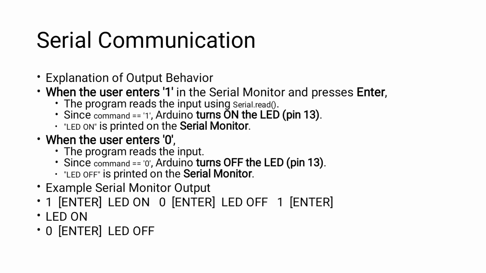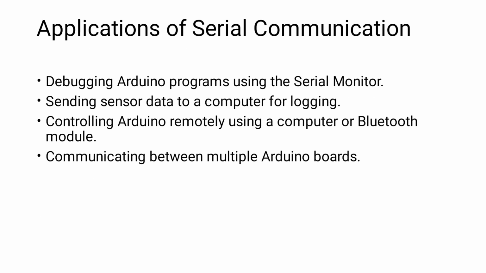So in serial communication, when the user enters 1 in the serial monitor and presses enter, the command 1 makes Arduino turn on the LED, and LED on is printed on the serial monitor. When the user enters 0, the LED is off, so LED off is printed on the serial monitor. So 1 for LED on, and 0 for LED off.